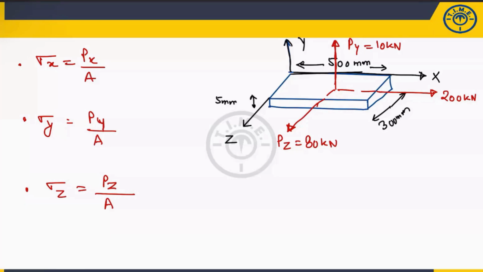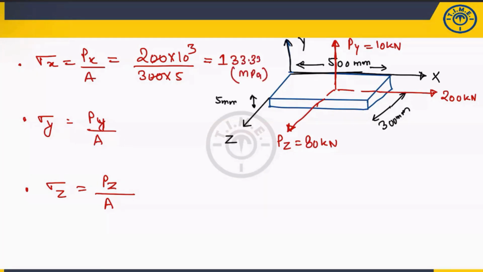What is the load in x? Load in x is 200 into 10 to the power of 3, because it is in kilonewton. What is the area? This is the load which is acting on this particular cross section. What is the area of this cross section? 300 into this thickness, which is 5. If you solve, this value cancels out, then 2 divided by 15. So approximately this is 133.33 megapascal.